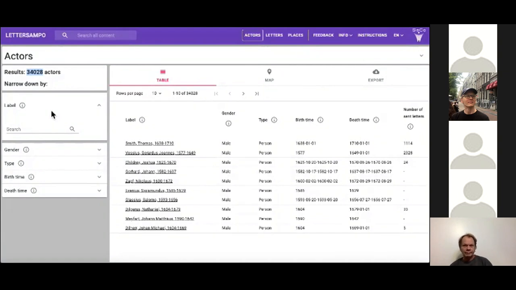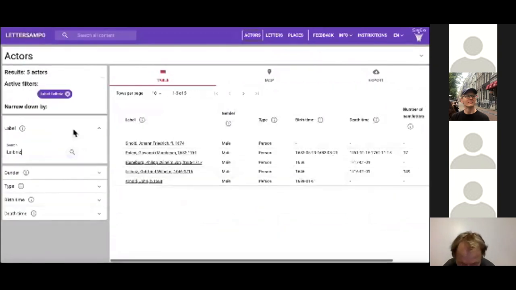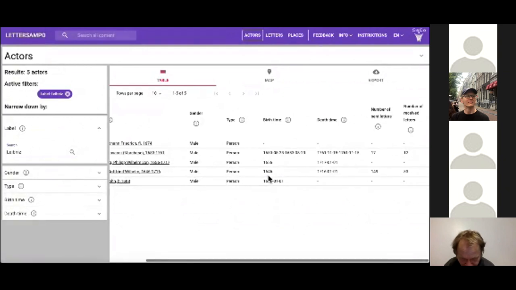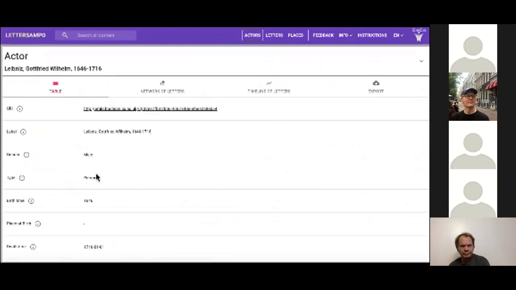In the faceted search we can filter or search specific actors by their name, gender, or times of birth or death, or groups of actors for prosopographical research. For example, we can search for the mathematician Gottfried Wilhelm Leibniz. On the result page we will see him among the other matches. The result table shows his years of birth and death, and the amount of the letters involved, based on the underlying metadata. On the person landing page we will have even more information about him and his correspondences.